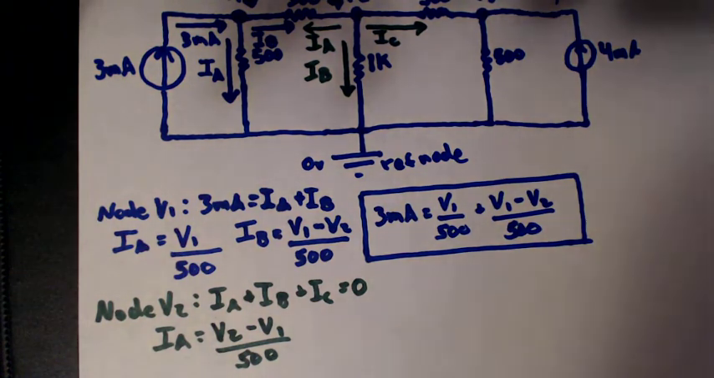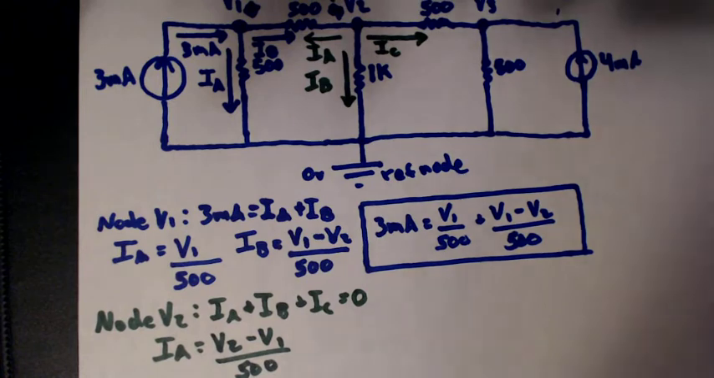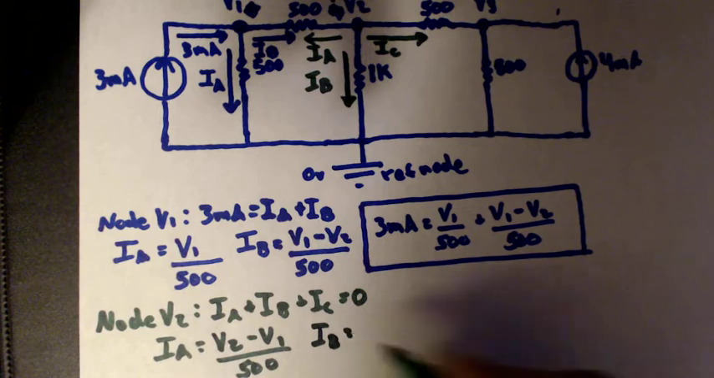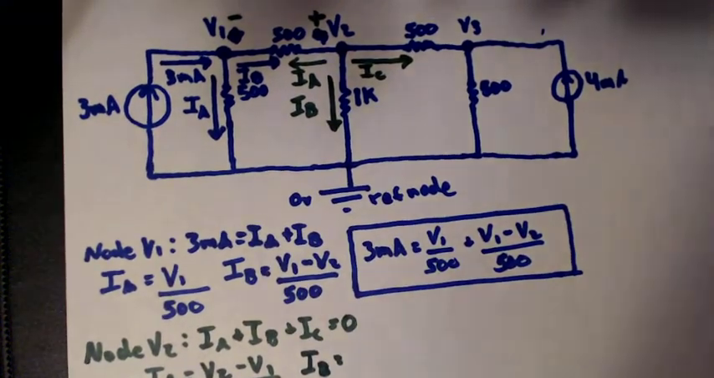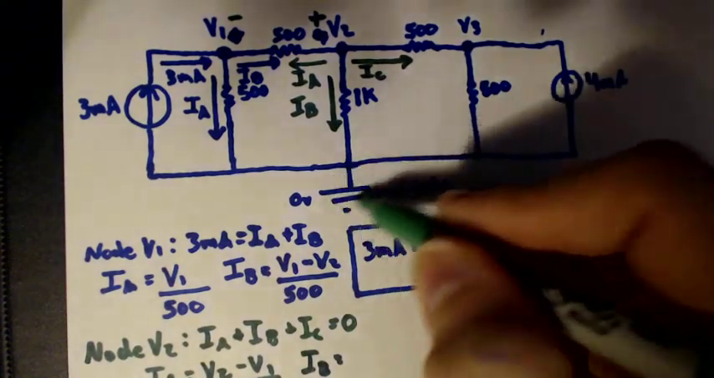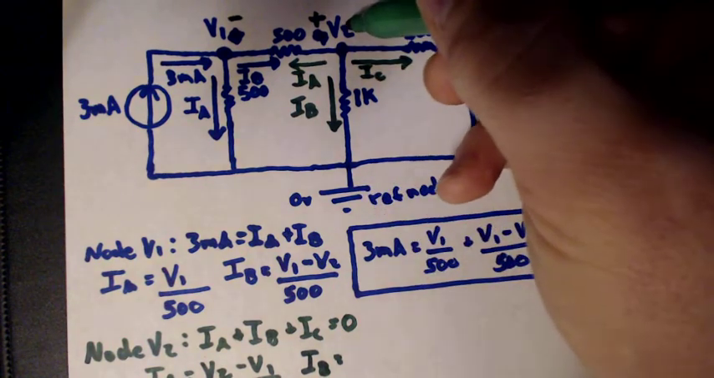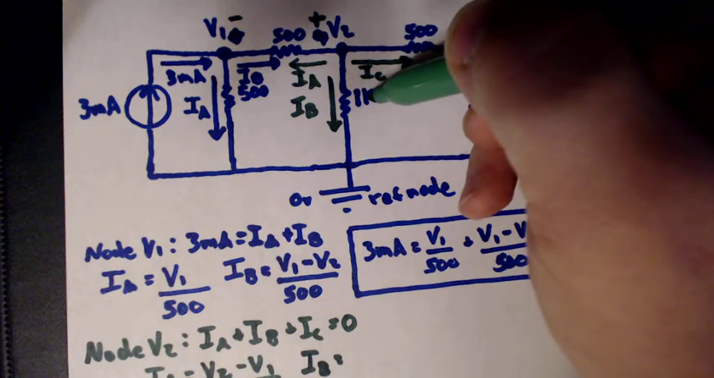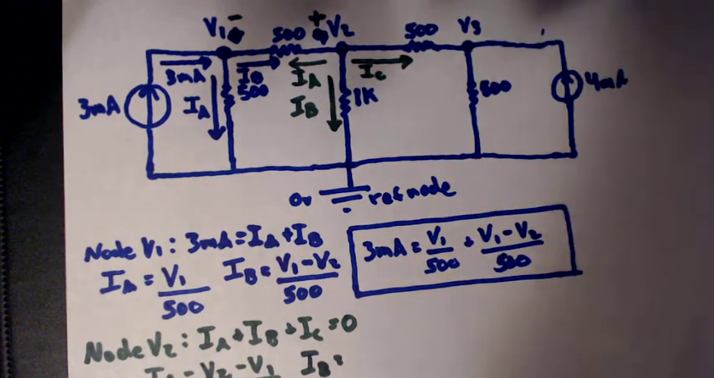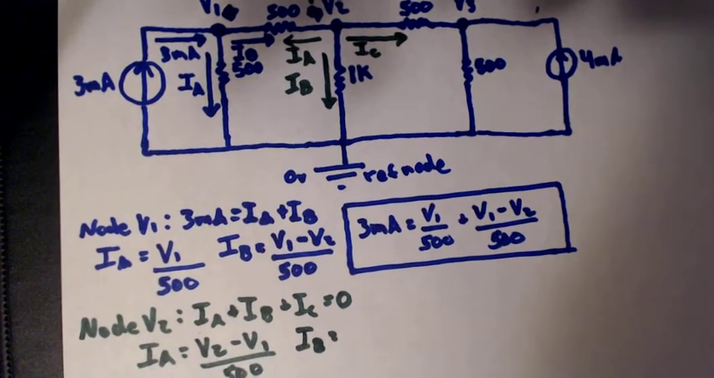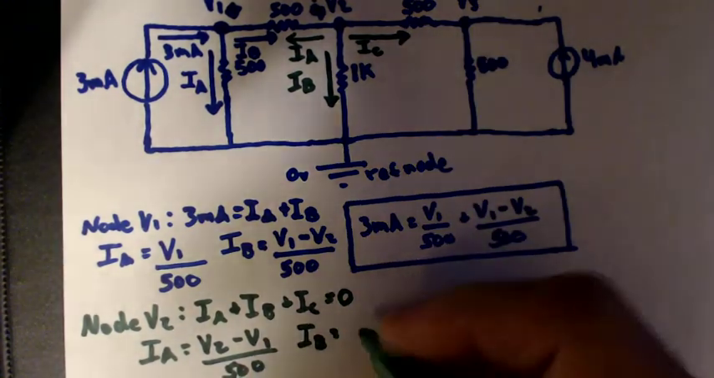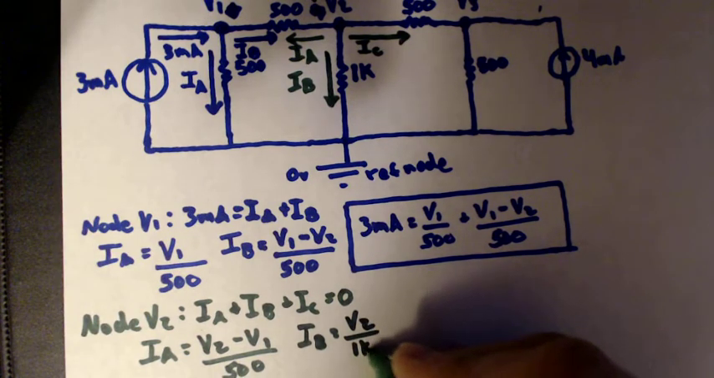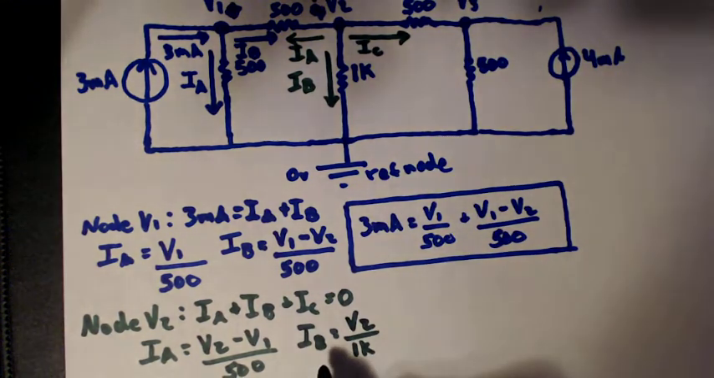Okay, now we need to go ahead and do IB. IB is pretty easy since we already said that this is 0 volts. I only have one voltage involved here, V2, so I can just say V2 divided by 1K is equal to IB. So V2 divided by 1K is equal to IB, and we're good.